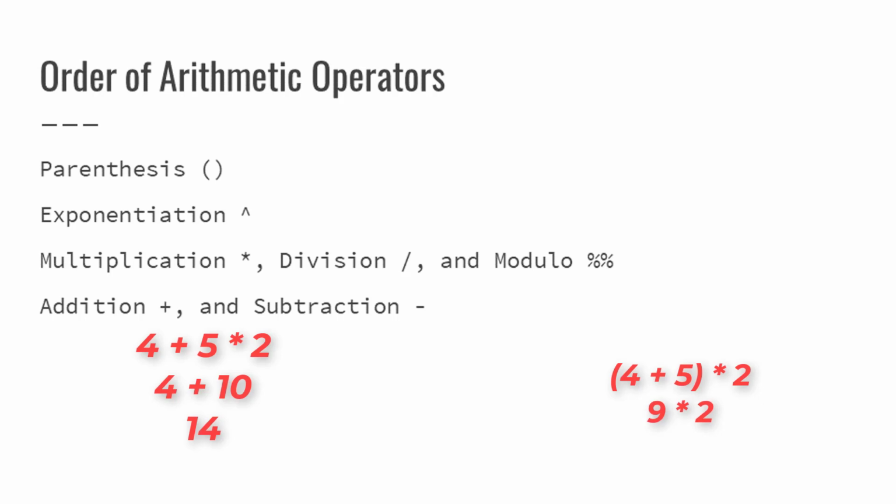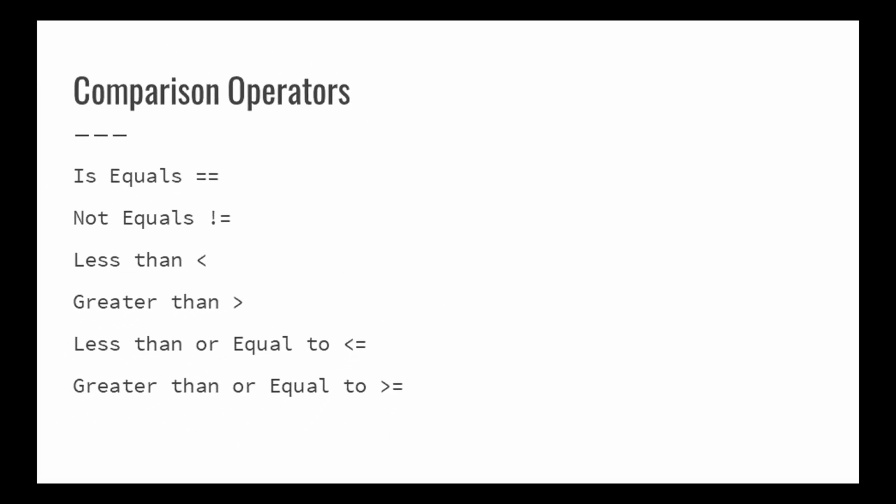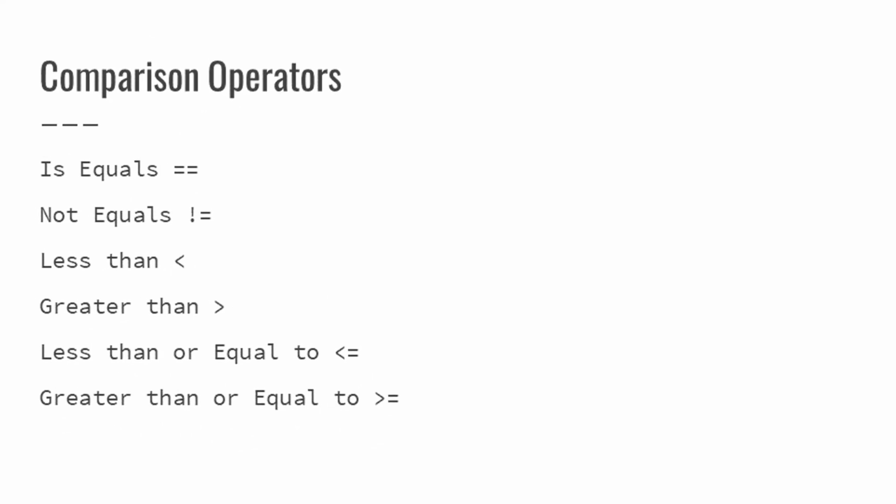Then the multiplication operation will be performed, resulting in 18. It's important to keep operator precedence in mind when writing complex expressions in R to make sure that the operations are being performed in the correct order. In R, the comparison operators are used to compare values and return a logical TRUE or FALSE, depending on whether the comparison is true or false.